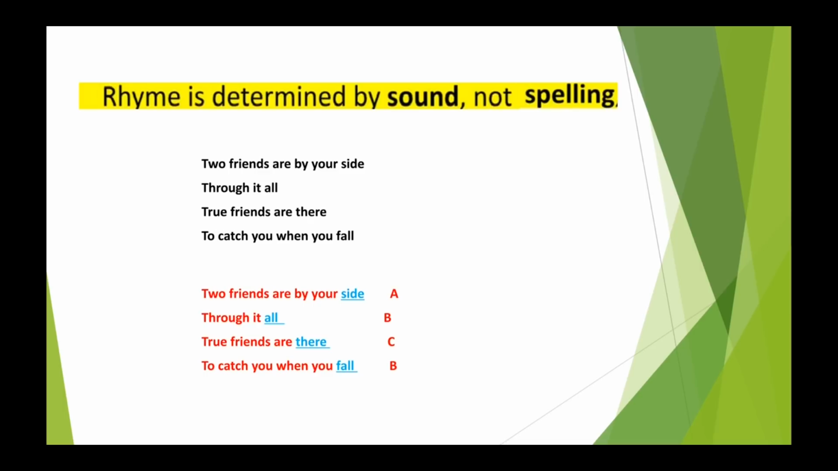And in the last line, to catch you when you fall. Here we can see the word fall is rhyming with the word all. So, we will write B. So, the rhyming scheme of this poem is A, B, C, B. Now, move to the next slide.